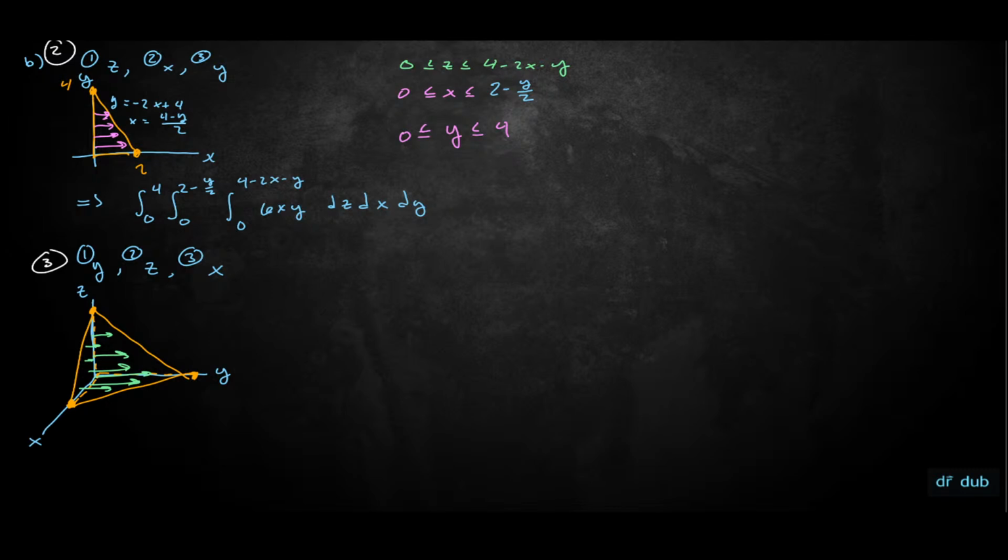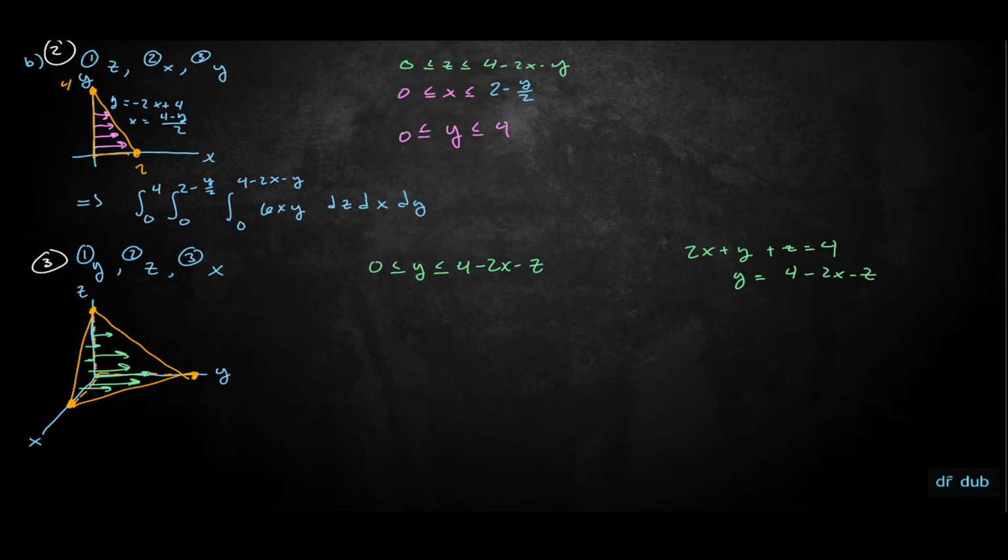So if we're doing y first, I'll say that y goes from 0 to the plane. And let's just remind ourselves of what the plane equation was. It was 2x plus y plus z equals 4. So what I'm going to do is solve the plane equation for y. So that's going to be y equals 4 minus 2x minus z. So that's my upper bound for y, that plane equation, 4 minus 2x minus z.